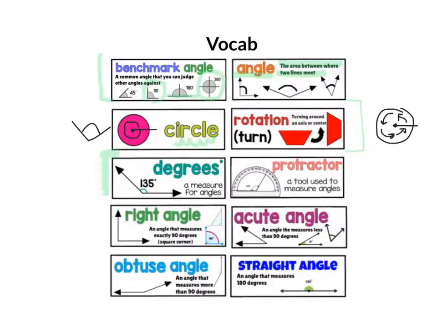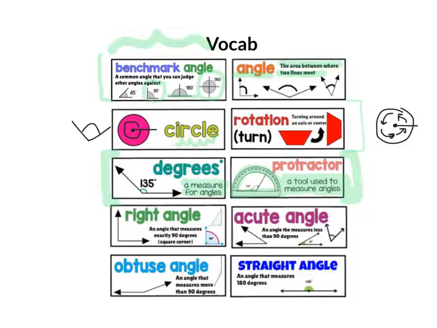Next up, let's look at degrees. Degrees are a measure for angles. So we measure angles using degrees. The way that we measure angles is using a protractor. So a protractor, that's that tool that looks just like this, and we use it to measure angles. So in 4th grade, we learned how to use a protractor to measure angles, but we also learned these benchmark angles so that we don't need a protractor and so that we're better at estimating angles.